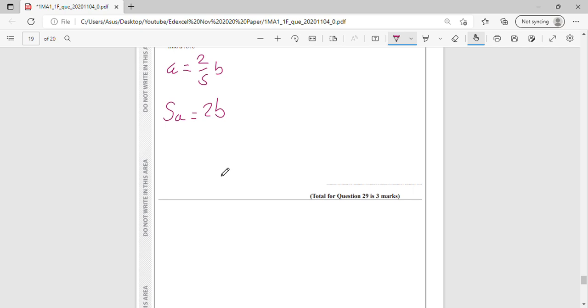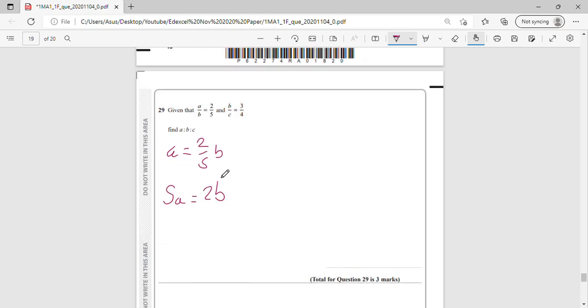This is a little bit confusing with ratio. If we multiply A by 5, we are going to get 2 B's. So that means that there are actually more B's than A's, I think. Let's have a look at B to C. So B is going to equal 3 over 4 C. Multiply, 4B equals 3C.